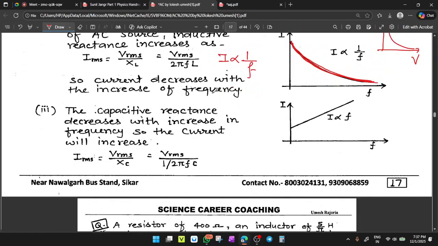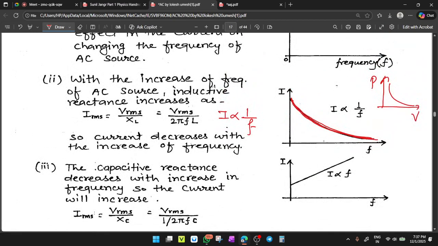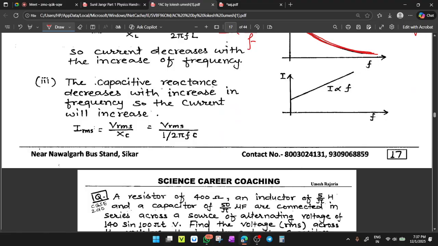Clear? Yes. So this is the graph. The capacitive reactance decreases with increase in frequency, so the current will increase.